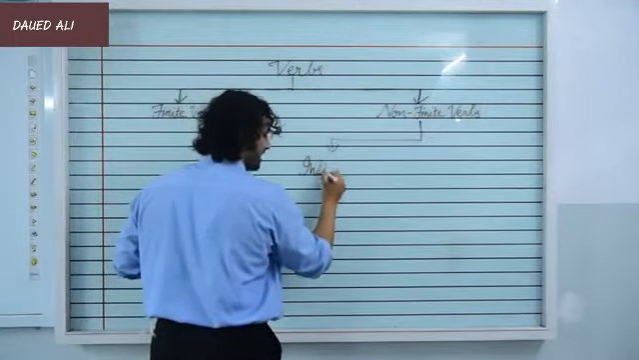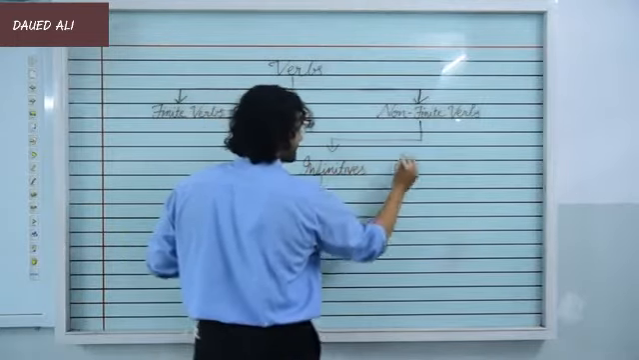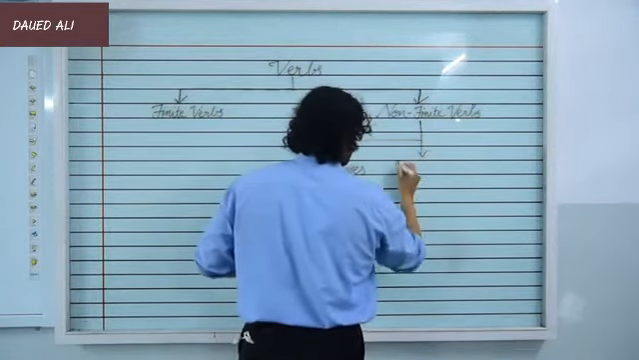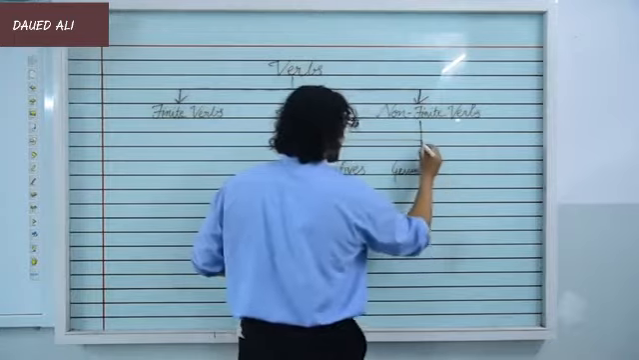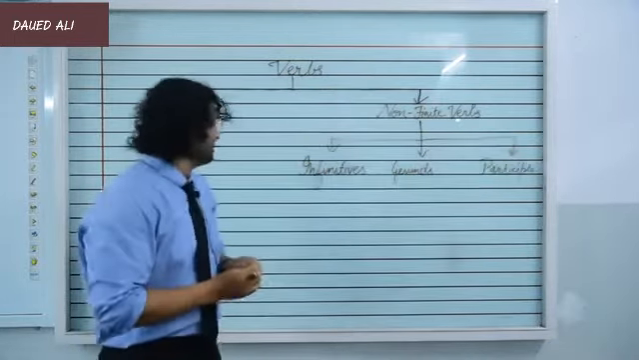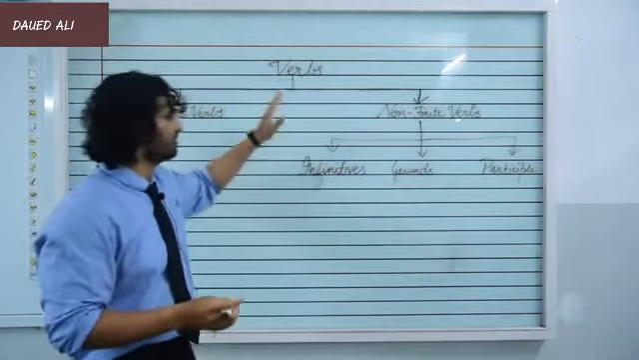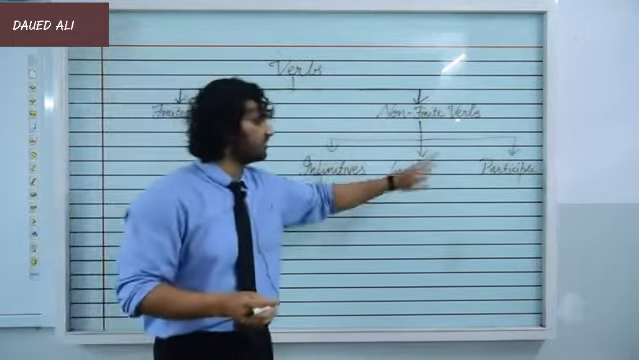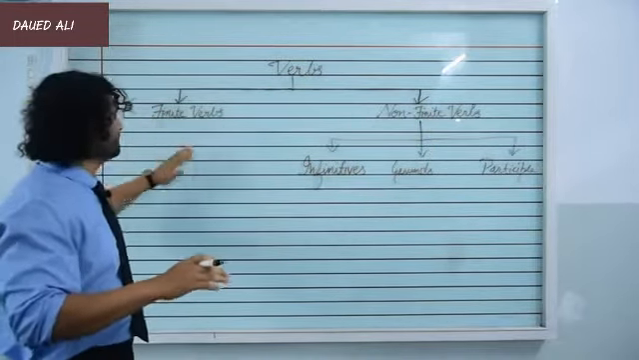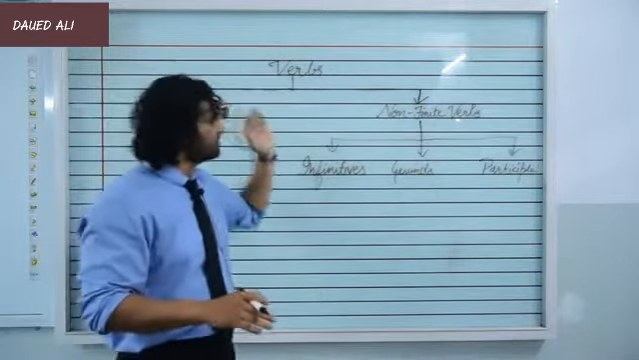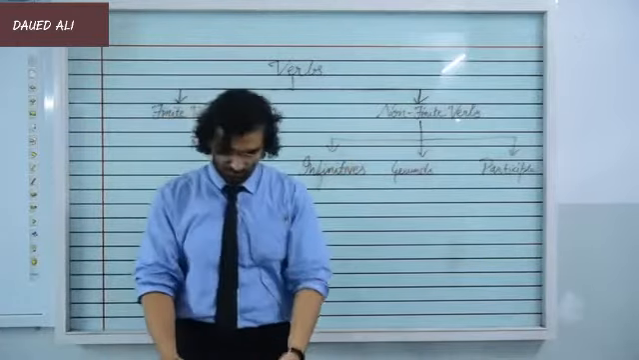Infinitives, gerunds, and participles. Alright, infinitives, gerunds, and participles. We are going to talk about these three kinds of non-finite verbs. Finite verbs do not have further categorization, while these non-finite verbs can be divided into three more categories, and we are going to talk about them.